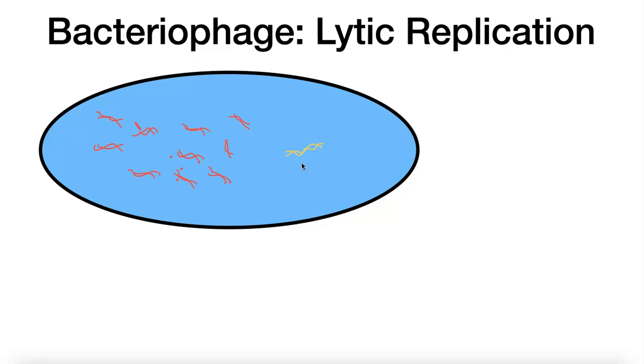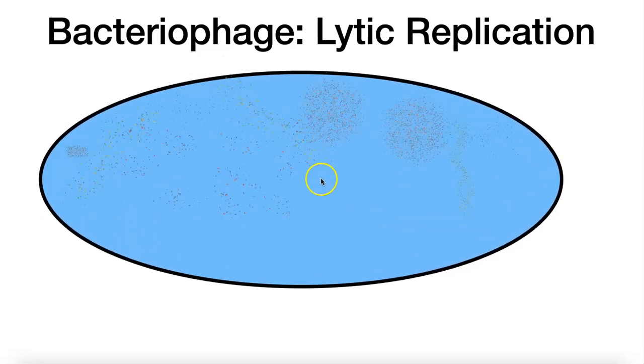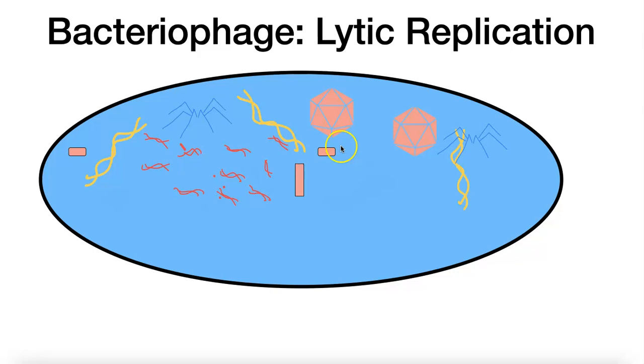So what's going to happen is this viral genome is going to synthesize viral parts. And so those parts include viral proteins and more viral genome pieces. And so all of these newly assembled viral pieces are the parts necessary to make more bacteriophage.